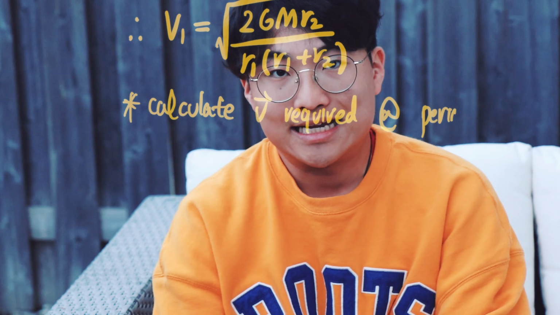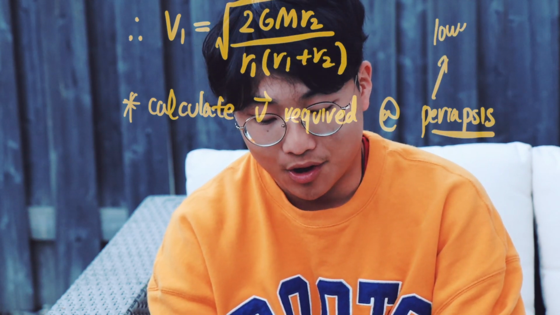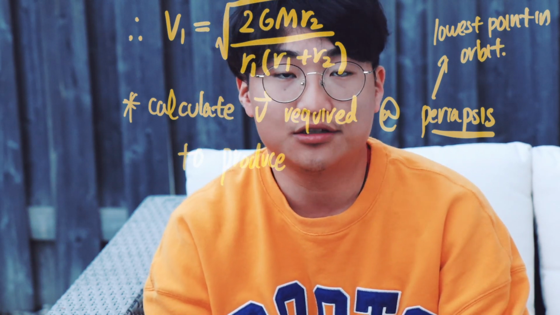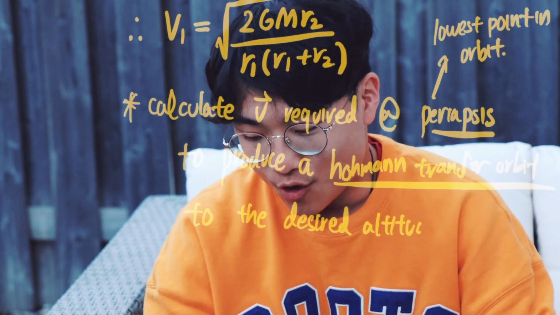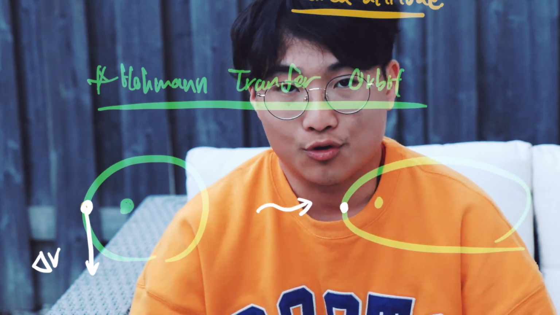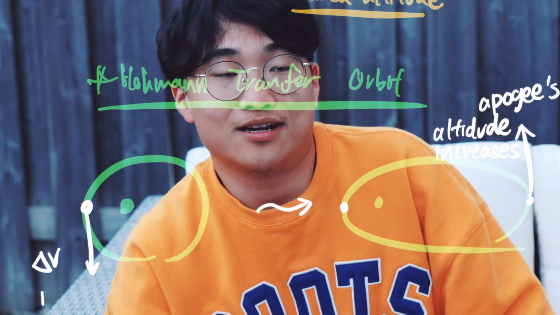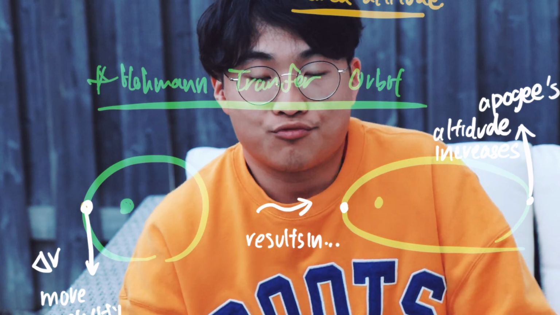And this is the velocity required at periapsis, the lowest point in the orbit, to produce a Hohmann transfer orbit to the desired altitude. And you might ask, what is a Hohmann transfer orbit? Well, it's typically used in interplanetary missions, or when we're simply going to the moon, or when, for example, the International Space Station is trying to change its altitude, perhaps to avoid debris.